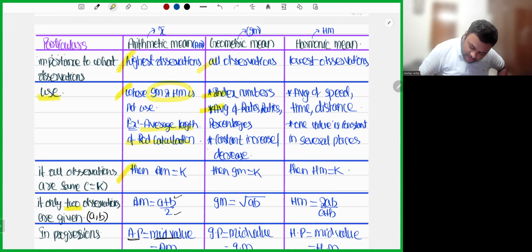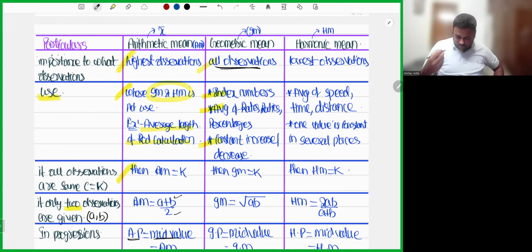Next, since it gives importance to all observations, basically, we use them in index numbers, rates, ratios, and percentages, whenever there's a constant increase or decrease. Since it gives importance to all observations, we need to use them in bank and money calculations. In money calculation, you can't say that this is important, that is unimportant. Everything is important. That's the reason rates, ratios, and percentages, they relate to money. That's the reason there we use geometric mean.